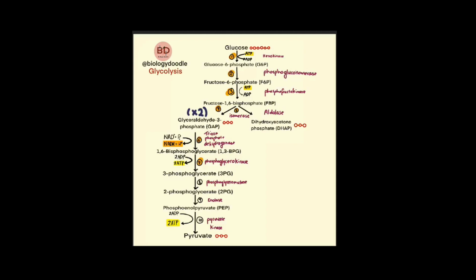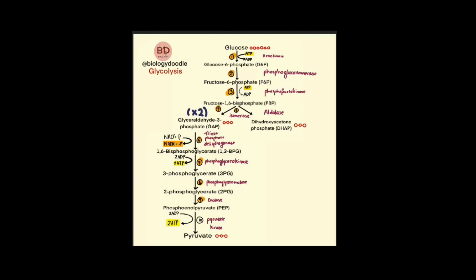Step 7. The phosphate group is transferred to ADP in substrate level phosphorylation in an exergonic reaction, and the carbonyl group of glyceraldehyde 3-phosphate has been oxidized to the carboxyl group of an organic acid known as 3-phosphoglycerate. Step 8. The enzyme phosphoglyceromutase relocates the remaining phosphate group from 3-phosphoglycerate to 2-phosphoglycerate.